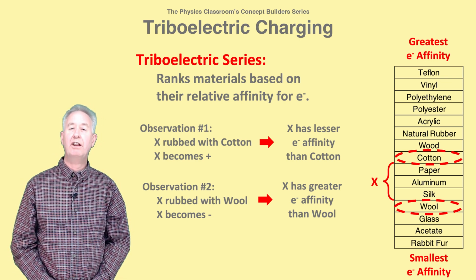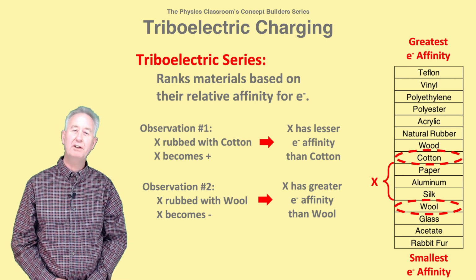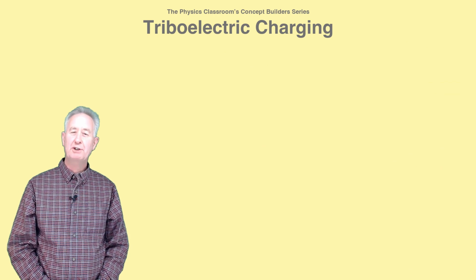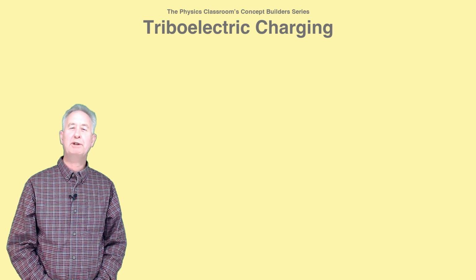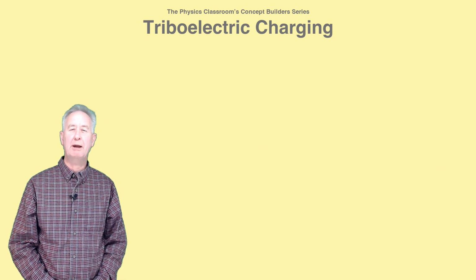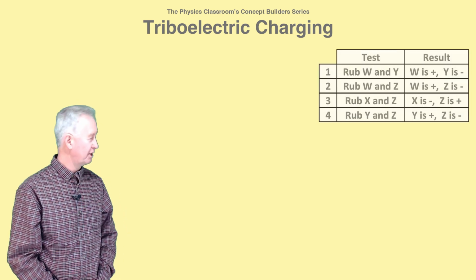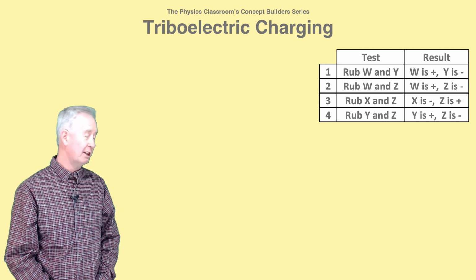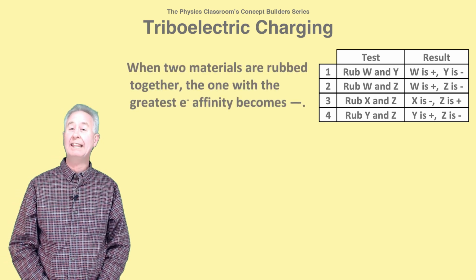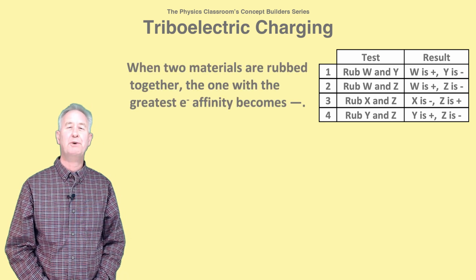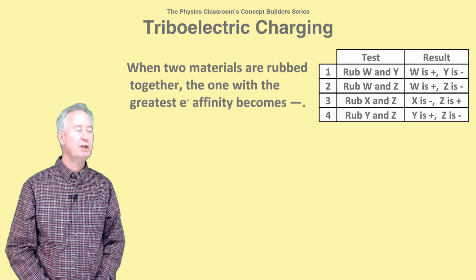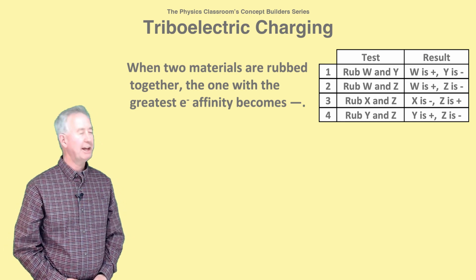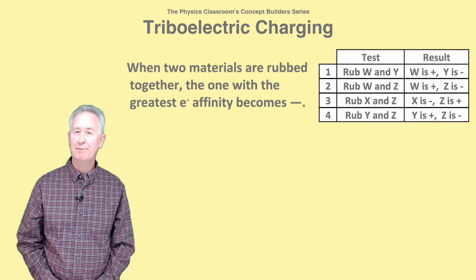Observations of this nature allow us to rank materials according to their relative electron affinity. By performing triboelectric charging experiments with a collection of materials, you can produce your own triboelectric series. Consider these results for materials W, X, Y, and Z. By mixing logic with our general rule relating the electron affinity to the charge acquired by two rubbed objects, you can rank these four materials according to their electron affinity. I will analyze these results from top to bottom.